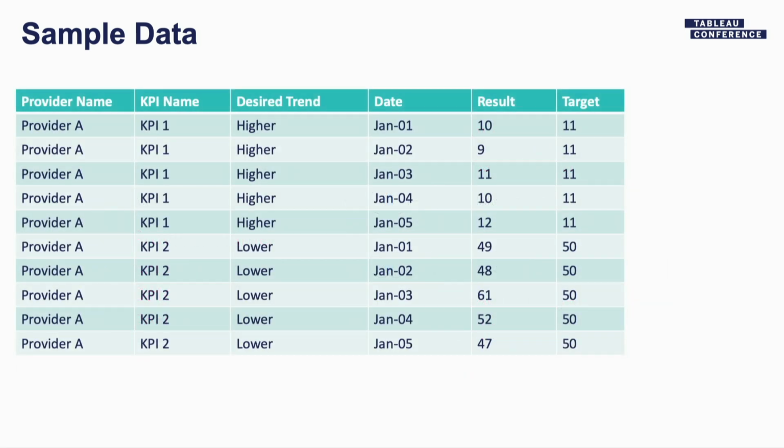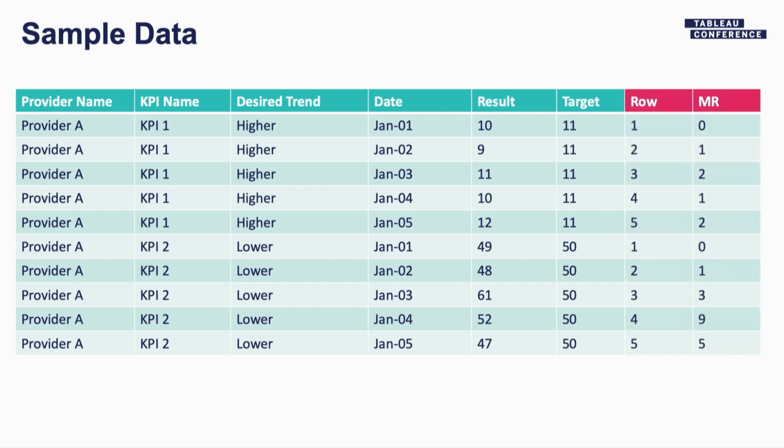So a preview of this data, very basic, it just looks like this. You can see here we have provider A, and we have KPI 1 and 2. And throughout this presentation, I'll just use provider ABC and KPI 1, 2, 3, just for simplicity. And then we have the result and the target. And some of the first calculations I apply is the row and the moving range. So the row is based on the combination of provider and KPI.